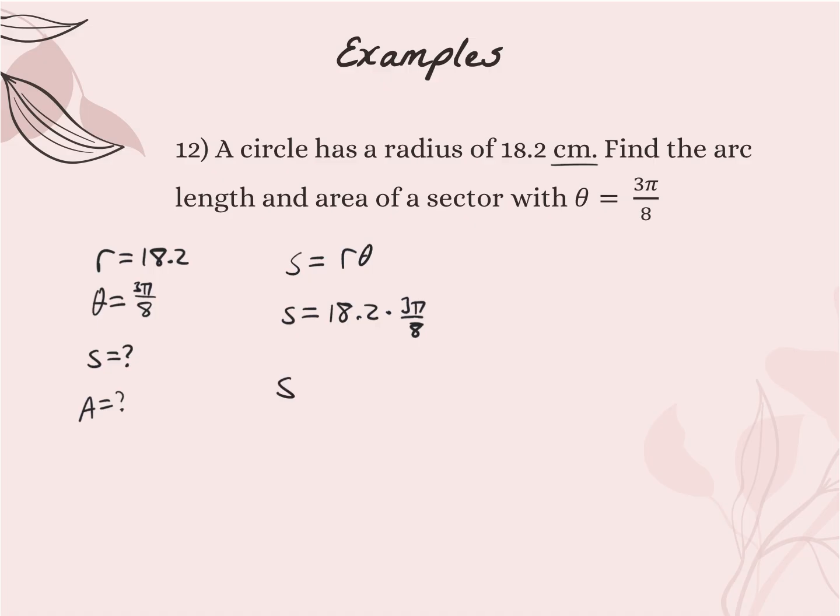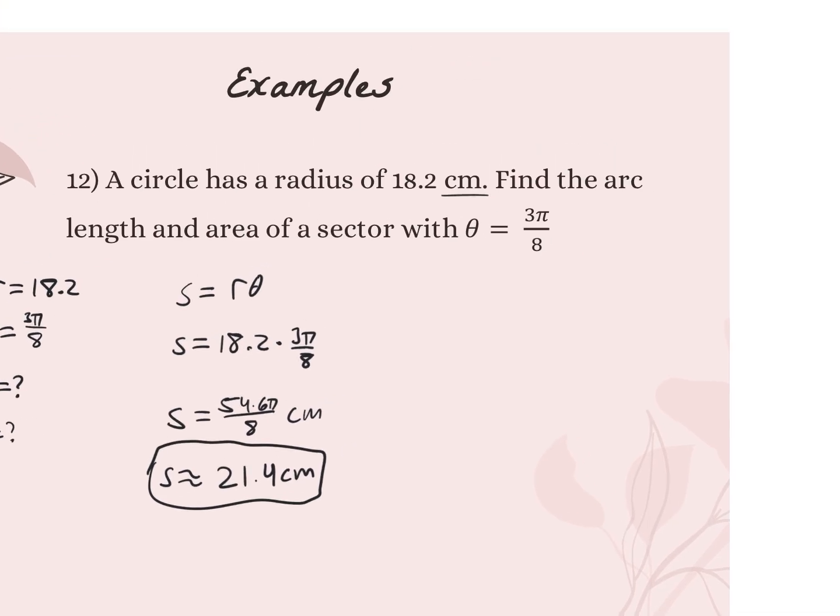All right, so then I'm going to get that this is 18.2 times 3, which should get you about 54.6 over 8. Now this is the exact measurement in centimeters, but to get a decimal approximation, this is going to get us about 21.4 centimeters. All right, something like that. And then you can do the exact same thing with area, just use the respective formula.